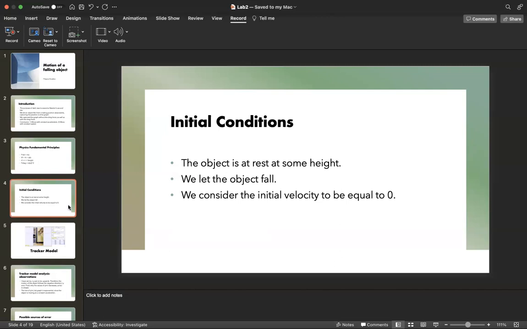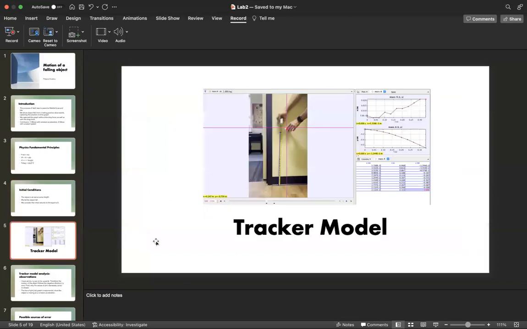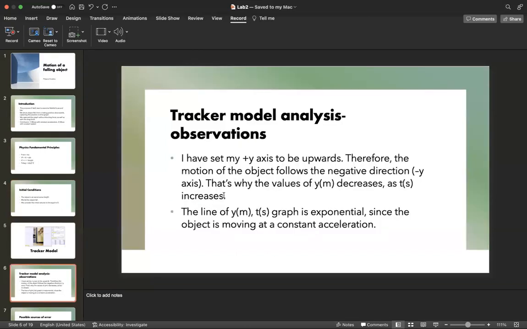We let the object fall. We consider the initial velocity to be equal to 0. Here is my Tracker model. So for the analysis and observations, I have set my y-axis, plus y-axis, to be upwards. Therefore, the motion of the object follows the negative direction. That's why the values of y in meters decrease as t in seconds increases.